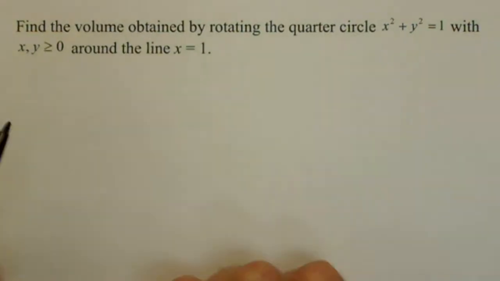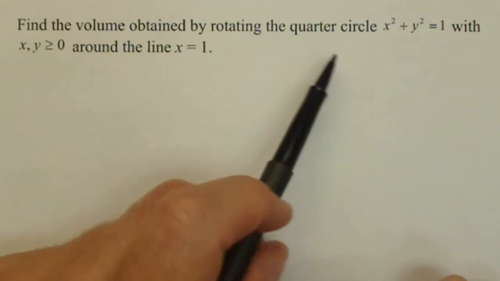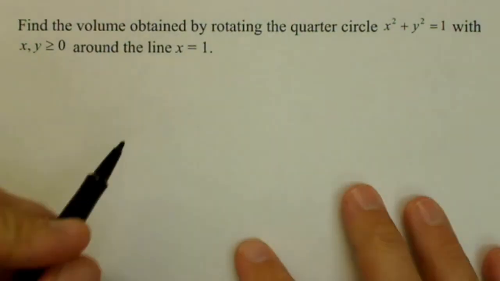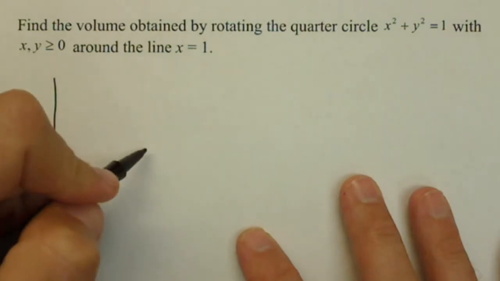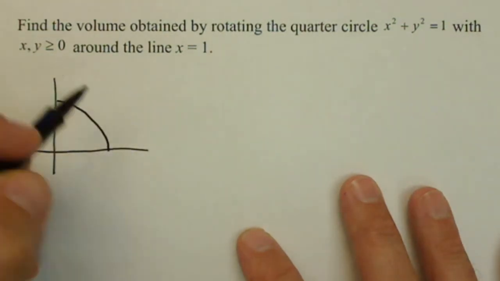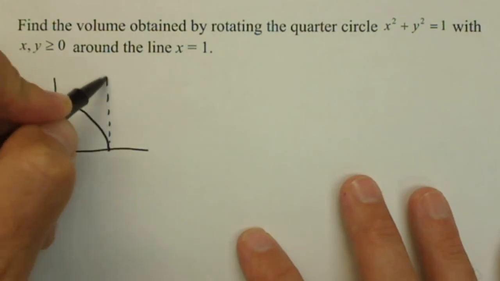So we want to find the volume formed by rotating the quarter circle of x squared plus y squared equals 1 around the line x equals 1. So let's get a picture of what's going on. We only need the quarter circle, so that's the only part I'm going to keep. And we're going to go around the line x equals 1.